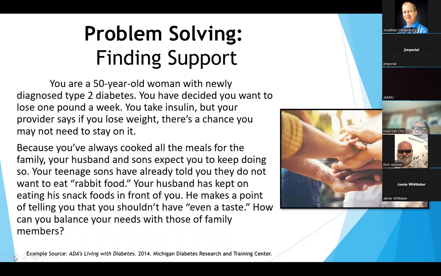Okay, so we know that she's a 50-year-old woman, newly diagnosed. Okay, she's on insulin right now, but the doctor says if she were to lose weight, there's a chance that she may not need to stay on it. So one of the things I want to clarify here is that diabetes is a progressive condition, and sometimes medications are recommended, and I don't want you to feel that it's because of any failure on your part.